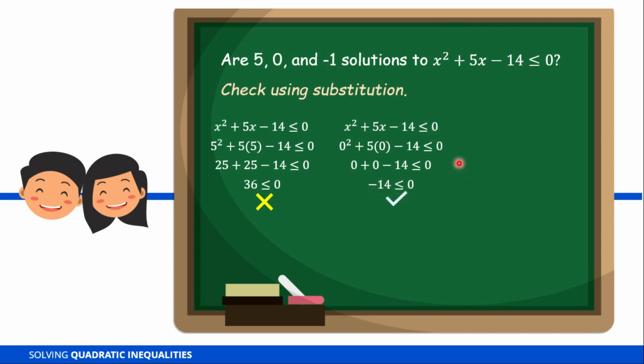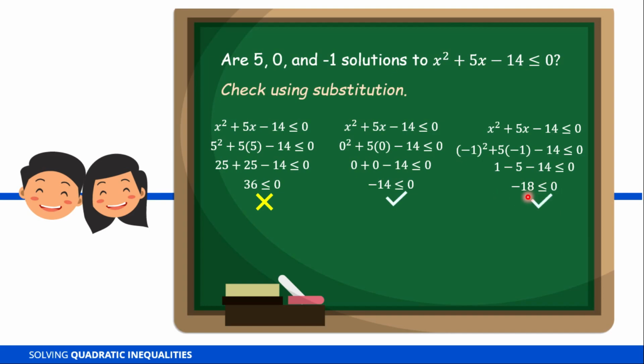Next, let's use negative 1. Palit natin sa variable na x. So, we have negative 1 squared plus the product of 5 and negative 1 minus 14 is less than or equal to 0. Simplify natin yung nasa left side. We have 1 minus 5 minus 14 is less than or equal to 0. And 1 minus 5 minus 14 that is equal to negative 18. Negative 18 is less than or equal to 0. Is it true or false?